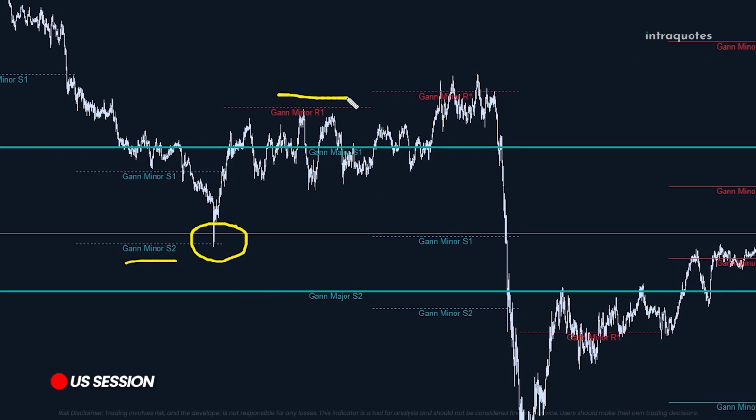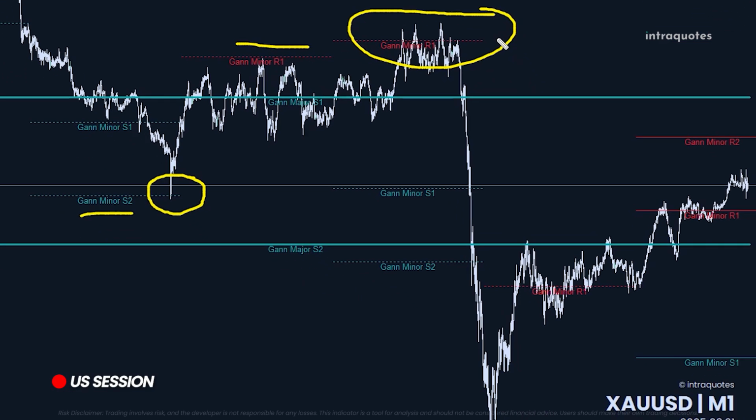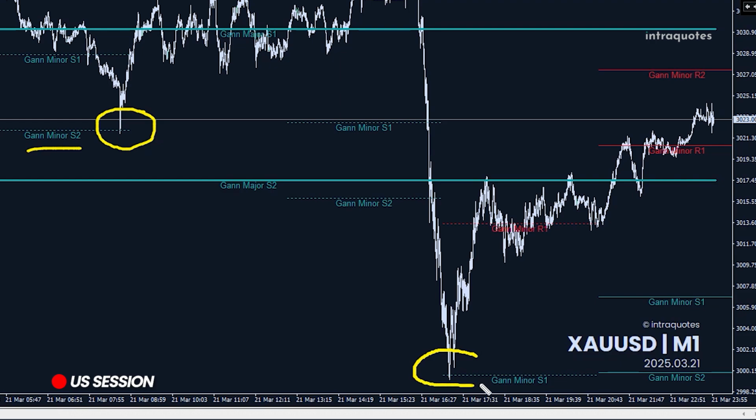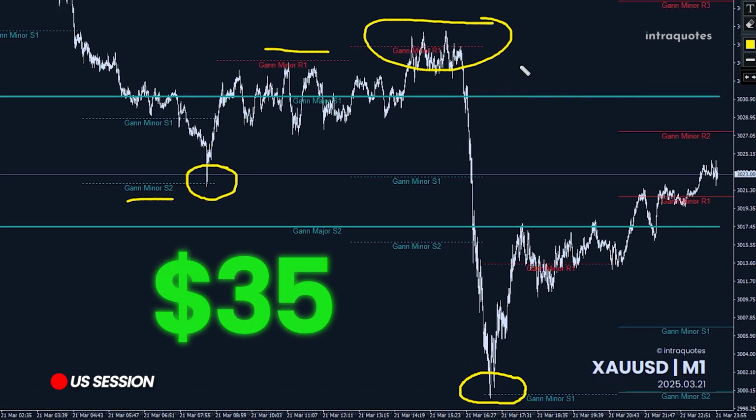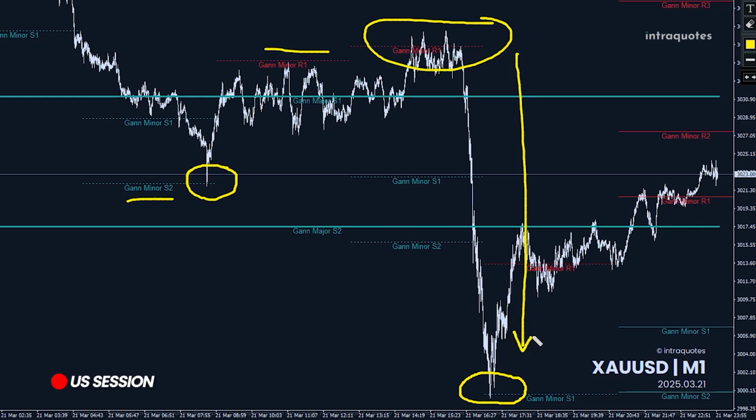Then it went bullish till the Gann minor R1 and also reacted on the next Gann minor R1. It was supported by the Gann minor S1 level here. So from here to here, it is approximately $35. Quite a good fall during the US session and a good sell opportunity any trader would want to trade.